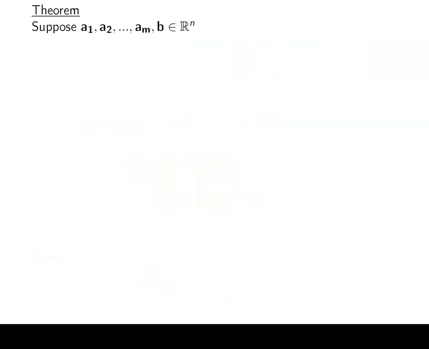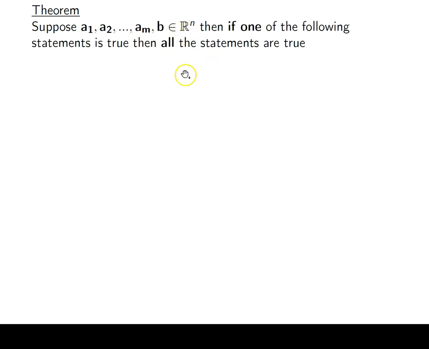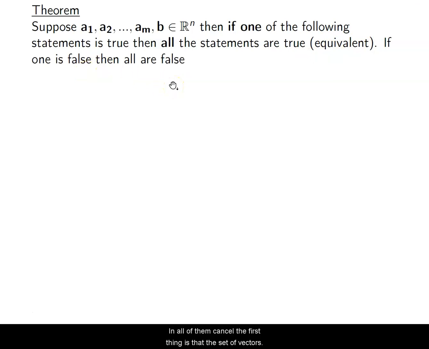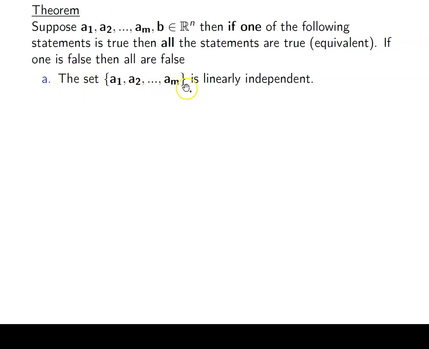Okay. Theorem. Suppose we have m vectors in Rn as well as a b vector with n components. Then if one of the following statements that I'm going to show you is true, then all of the statements are true. Or what we like to say, equivalent. If one is false, then all of them are false.